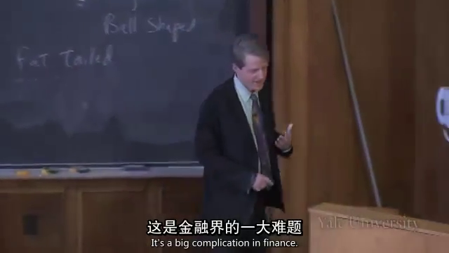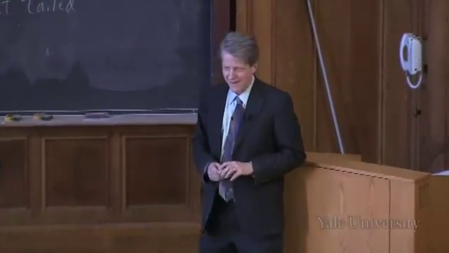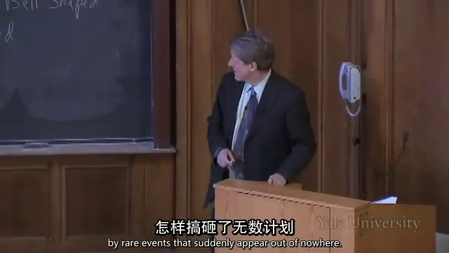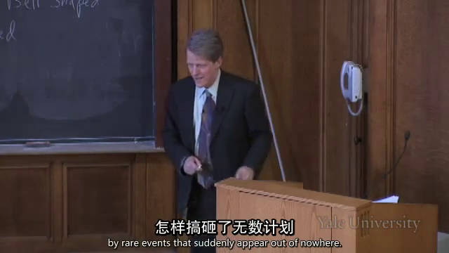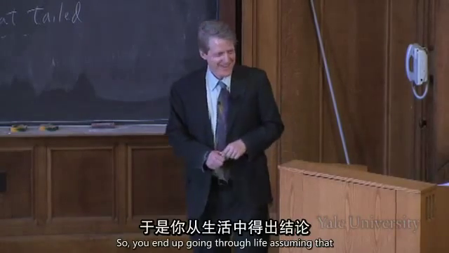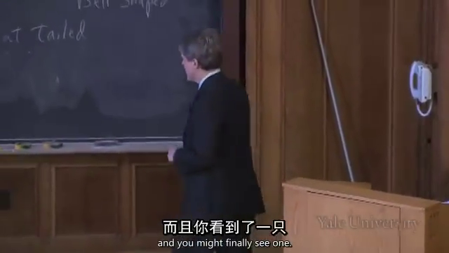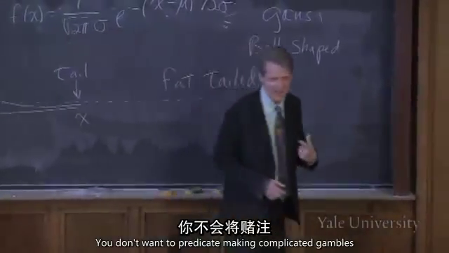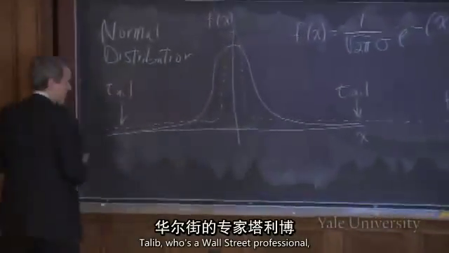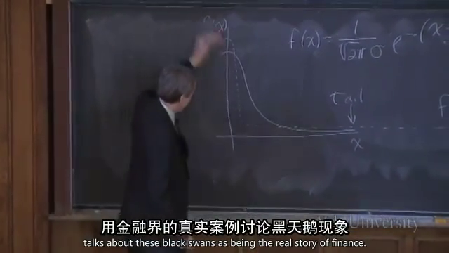It's a big complication. My friend Nassim Taleb has just written a book about it called The Black Swan. And it's about how so many plans in finance are messed up by rare events that suddenly appear out of nowhere. He called it the black swan because if you look at swans, they're always white, right? You've never seen a black swan. And so you end up going through life assuming that there are no black swans. But in fact, there are. And you might finally see one. You don't want to predicate making complicated gambles under the assumption that they don't exist. So Taleb, who's a Wall Street professional, talks about these black swans as being the real story of finance.